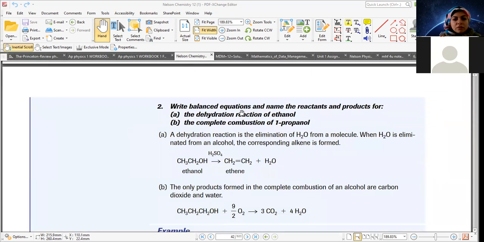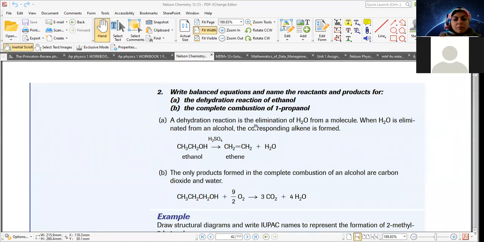Now write the balanced equation and name the reaction and product for the dehydration reaction of ethanol. So you have ethanol. Dehydration means OH getting out and forming water. So OH and H from that get out, and you have a double bond. So this is the reaction. And the complete combustion means reaction with oxygen. You get CO2 and H2O, and you need to balance it.